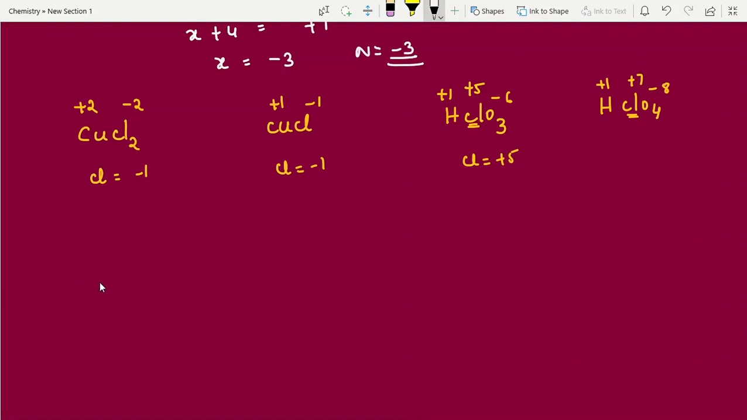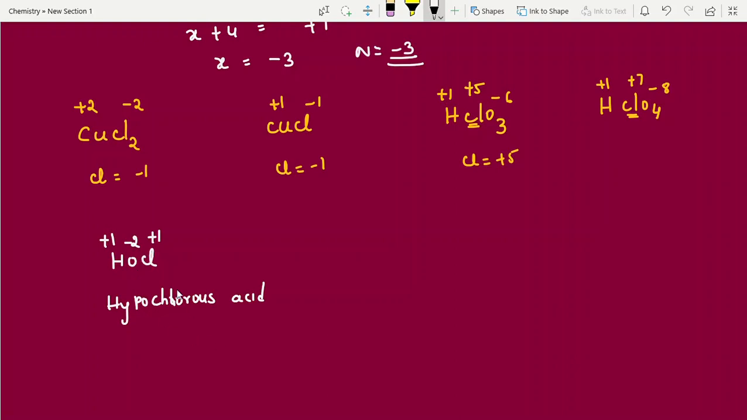Can you calculate this one? HOCl, hypochlorous acid. The oxidation state of oxygen is -2. This is +1, +1. Chlorine possible oxidation states are -1, +1, +3, +5, +7. So here, if it combines with a more electronegative non-metal, then it shows +1. If it combines with a metal, it shows the other way.